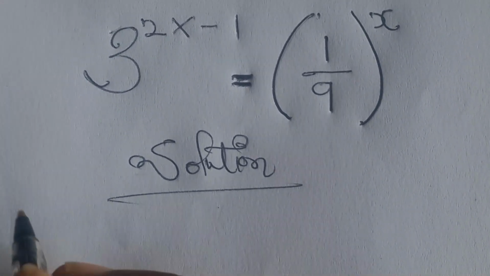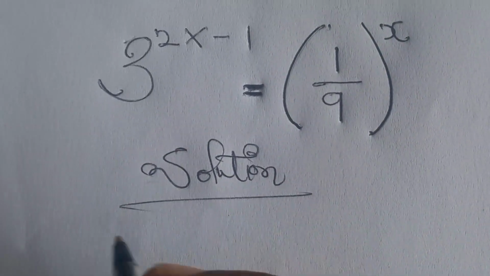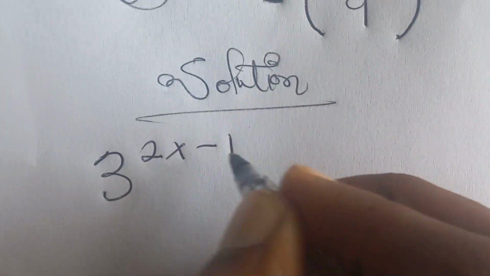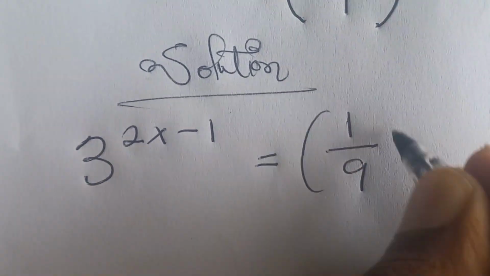So today we are looking at this question. We have to solve for x in this case. So we have 3 exponent 2x minus 1, and it's equal to 1 on 9 exponent x.